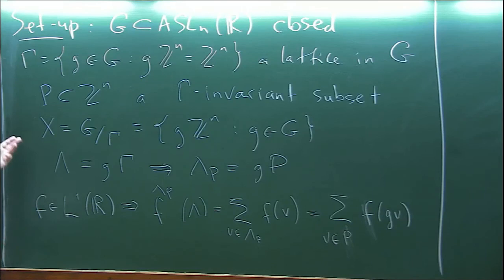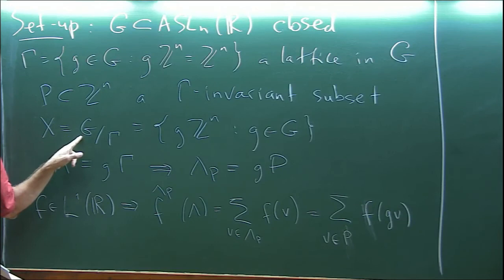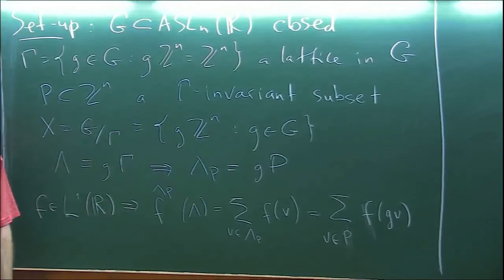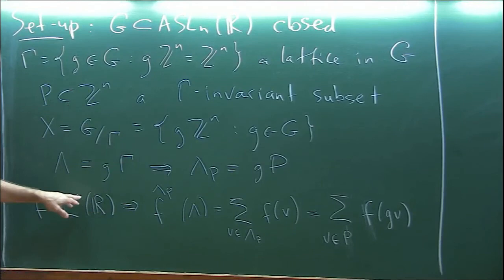Okay, and then X becomes the space of lattices, but not all lattices, only lattices which are related to this G. So in the symplectic case, it's symplectic lattices, for example. In the affine case, it's affine lattices. Because of Gamma invariance, we can define Lambda_p, something like primitive points of Lambda. And the main object is the Siegel transform, which to a function on R^n associates a function on the space of lattices X.